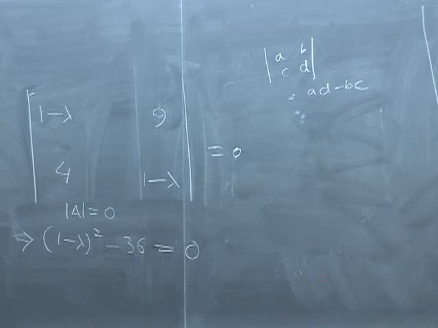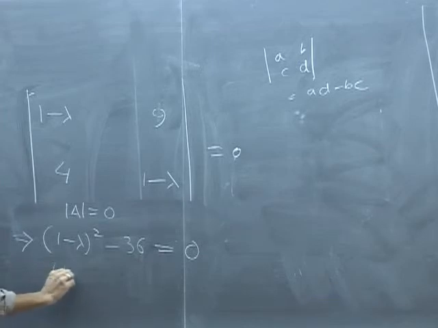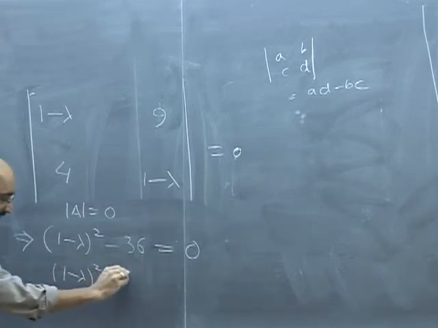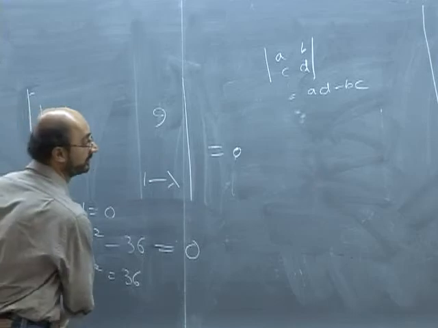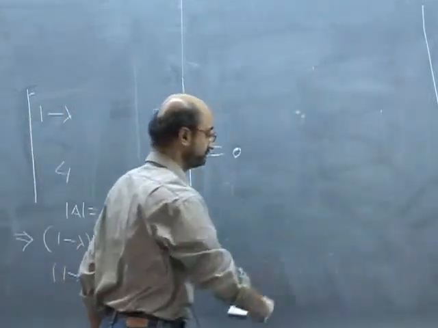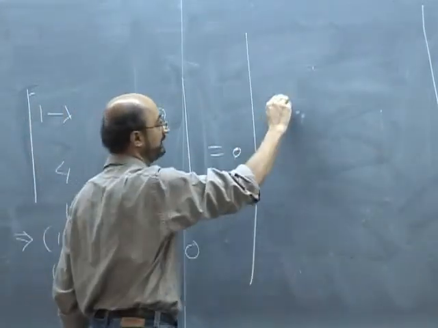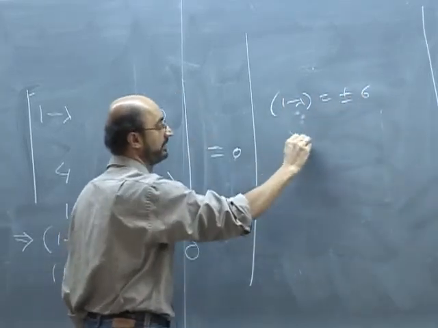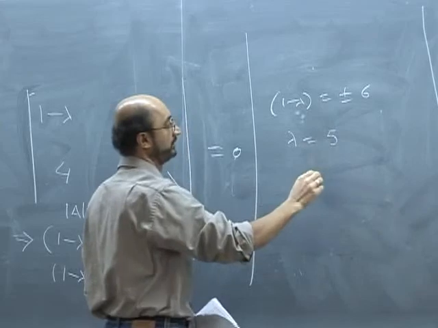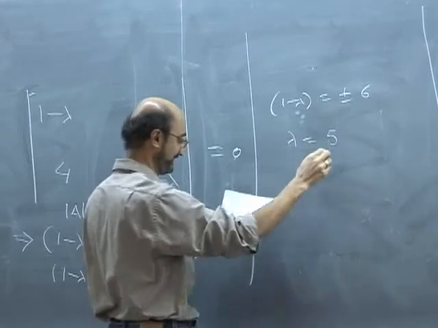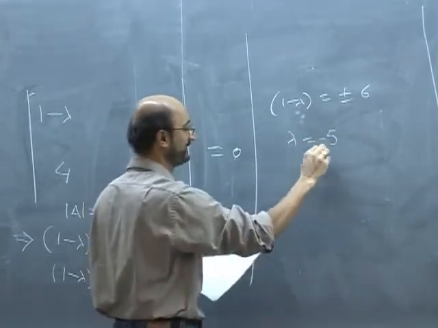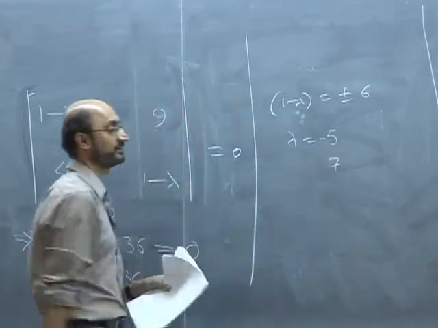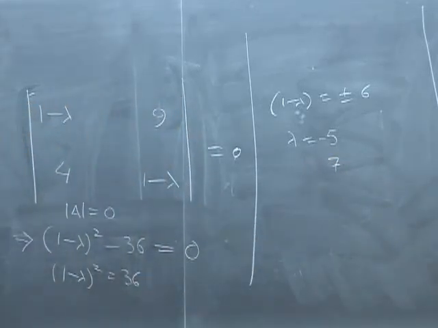This implies (1 minus lambda) squared minus 36 equals 0. And I chose these numbers carefully so that I don't have to do much work. And so we get (1 minus lambda) squared equals 36. So 1 minus lambda equals plus or minus 6. And so lambda equals either... what did I do? Okay, let me do this: minus 5 or 7. So there are two values of lambda that I got out of here.